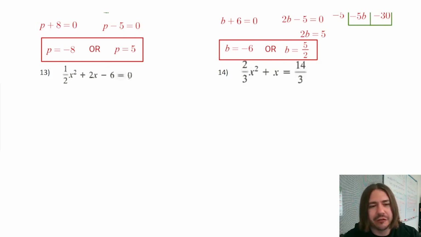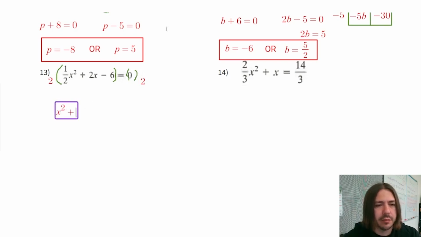For this first one, what I can do is just multiply both sides by 2. I'm going to multiply this entire side by 2. Maybe I'll put parentheses around it to emphasize that I'm multiplying this whole thing by 2. I'm also doing the same thing to the right, but it doesn't really do anything because 0 times 2 is 0. So now I've got this new equation, x squared plus 4x minus 12 equals 0.